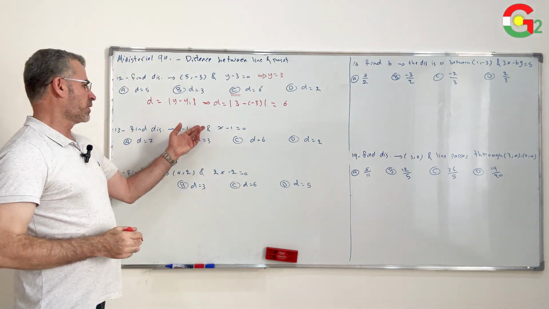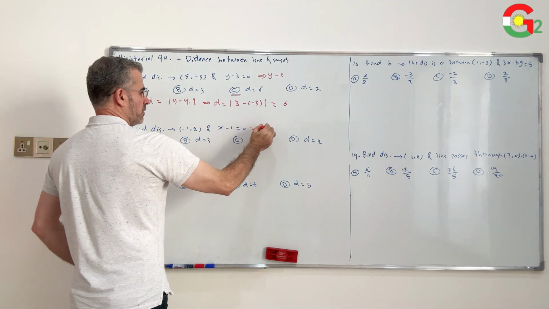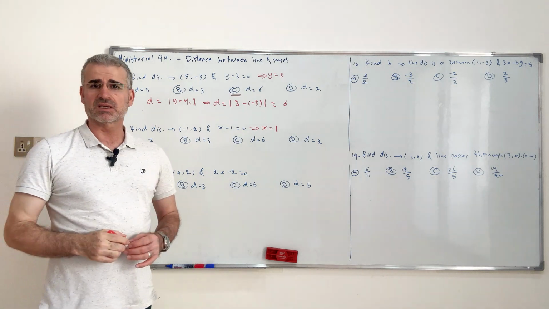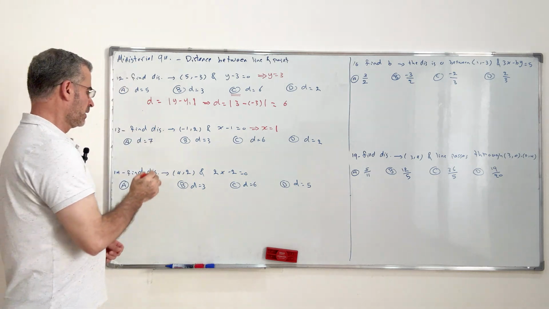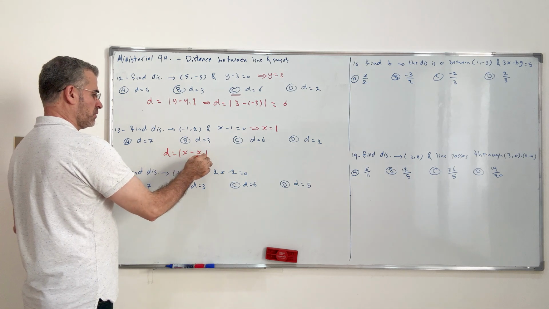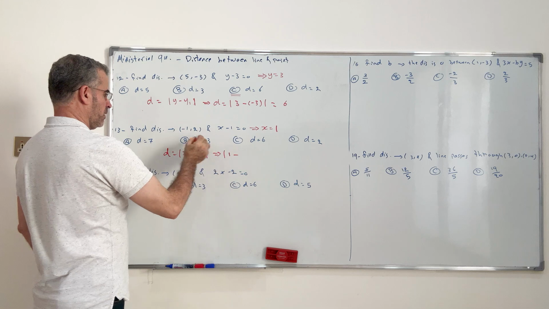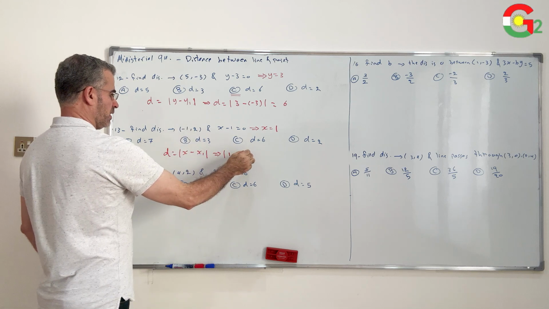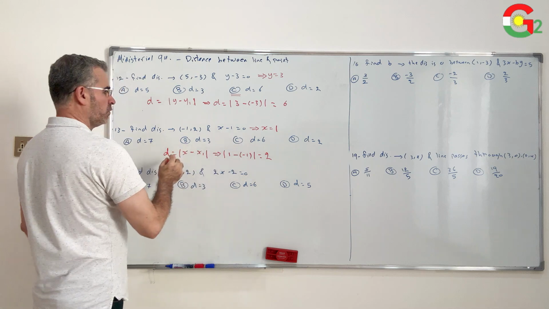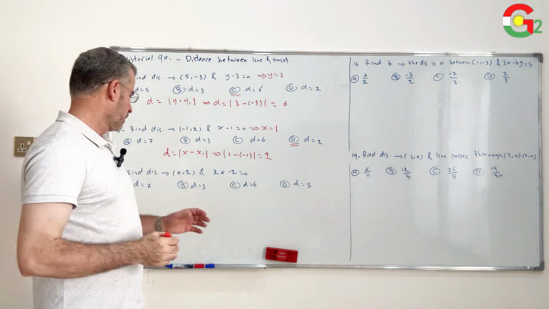Find the distance between the point and the line. The equation of the line is x equals 1, it is a vertical line. The distance is the absolute value of x minus x1. This gives me the value of x1. x1 is negative 1. 1 plus 1 is 2. Absolute value 2. It is choice number D.